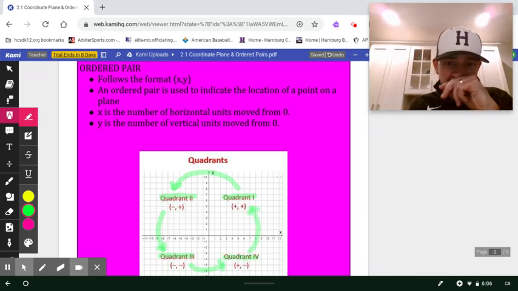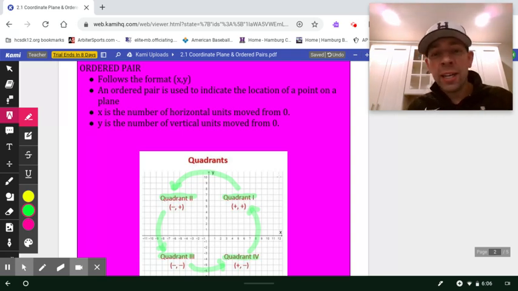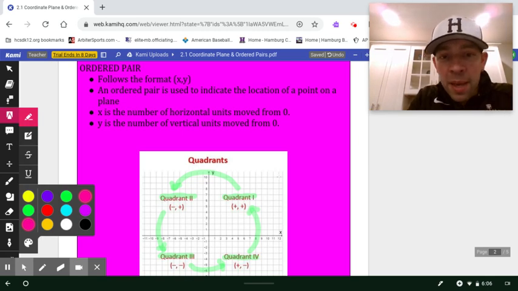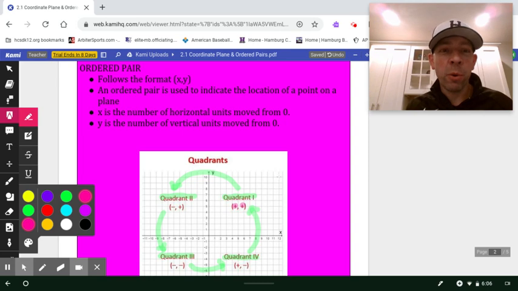Now, you're probably wondering, why in the world is the upper right-hand corner the first quadrant? Well, what's really special about that quadrant is that both the x-coordinate and the y-coordinate are positive. So that's the most favorable quadrant to be in. So that became quadrant 1.